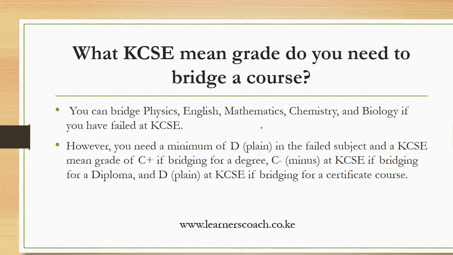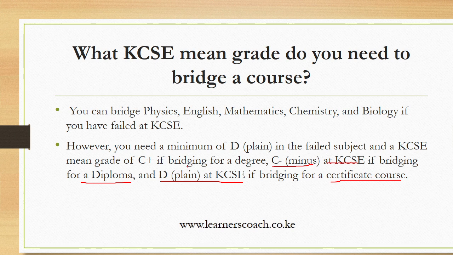You need to listen very, very carefully because of the three levels that you're going to do. For example, if you attained a D plain at KCSE, then you need to bridge for a certificate course. So if you did achieve a C minus at KCSE, then you need to bridge for a diploma. This information is very, very important.